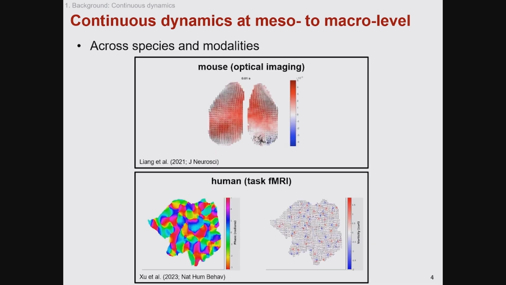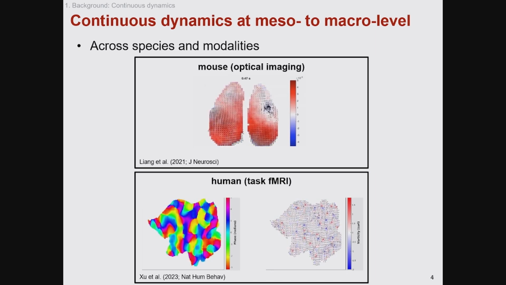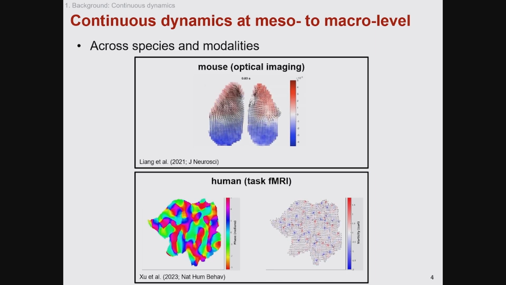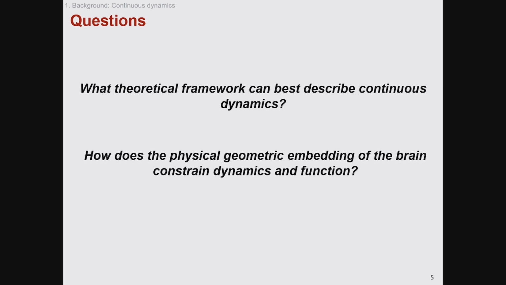And these continuous dynamics do not exist only in humans and not only in fMRI. You can see a lot of these dynamics in different species and different modalities, like optical imaging, MEG, even EEG back in the day. You can really see those posterior to anterior propagations of waves, even though it was very highly discretized at that point. But that means these things really exist, and we need to find ways to use a theoretical framework to describe these dynamics. That's why we have this session.